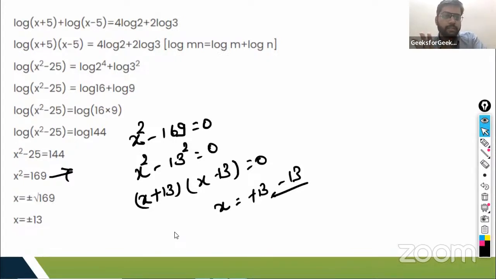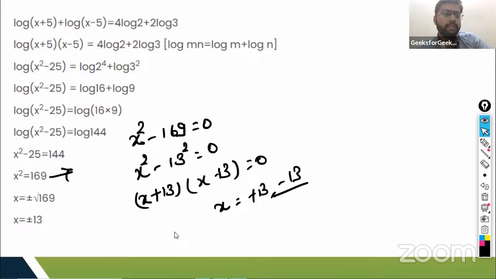That is the part, okay, Pratyush, because the log will not be defined for the negative number, so we will not consider the negative number. Your point is correct. But what I was asking, how many of you didn't get the point of plus minus 13? The answer will be plus 13. There is no issue with that because we are dealing with the log over here.